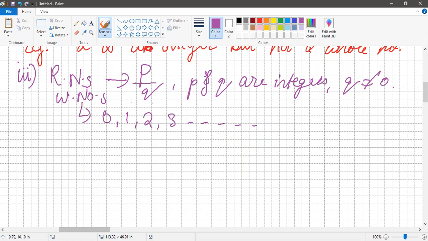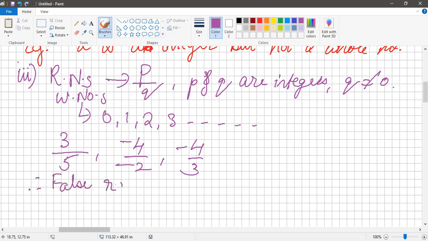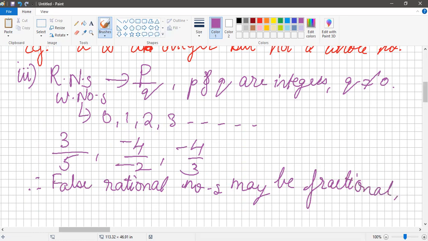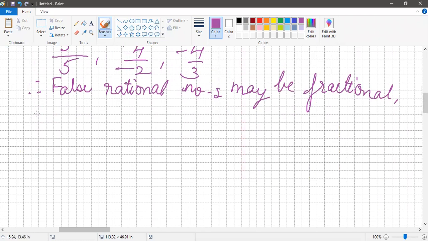So rational numbers can be anything. You can say that 3 by 5 is a rational number, minus 4 by minus 2, minus 4 by 3. All these are rational numbers. But is it a whole number? Is it equal to all of this? Absolutely not, right? So therefore, false, rational numbers may be fractional but whole numbers may not be fractional.